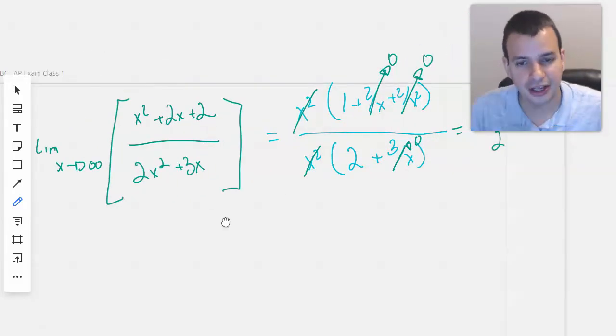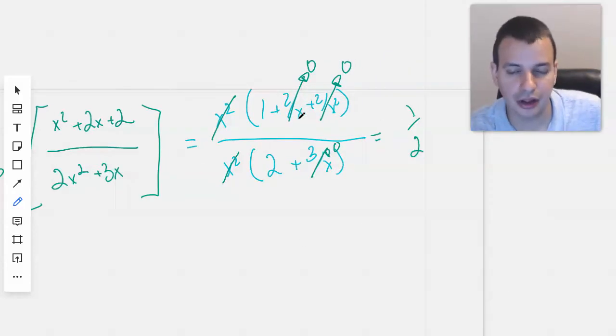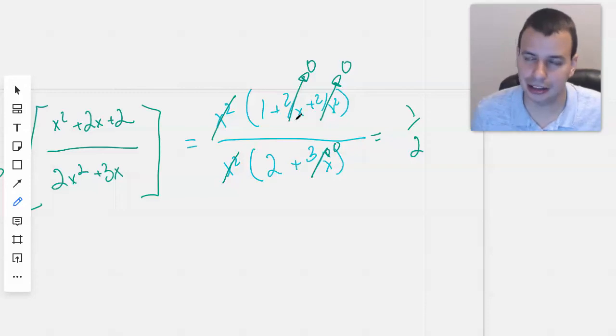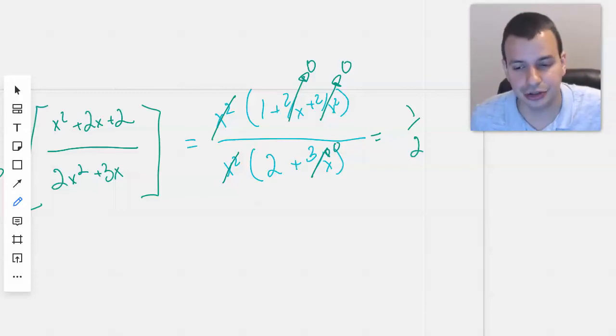And so the idea of factoring out the x squared and canceling it and being left with some constant over infinity is a common, not trick, I don't like the word trick, but a technique that you'll use from time to time.